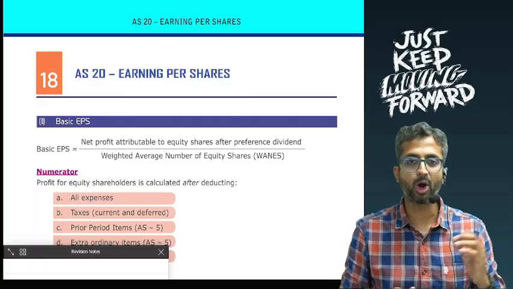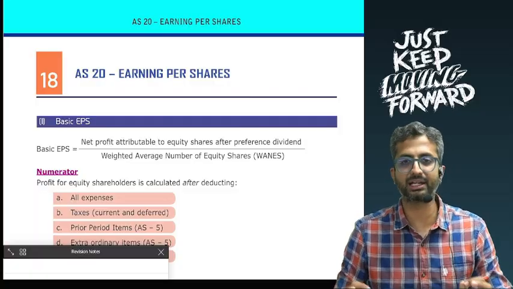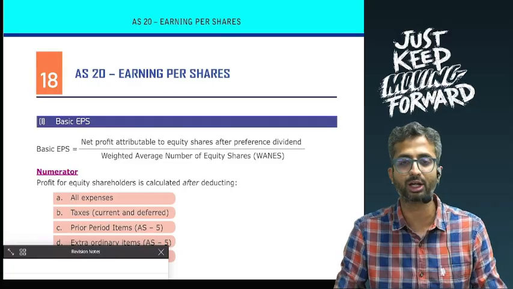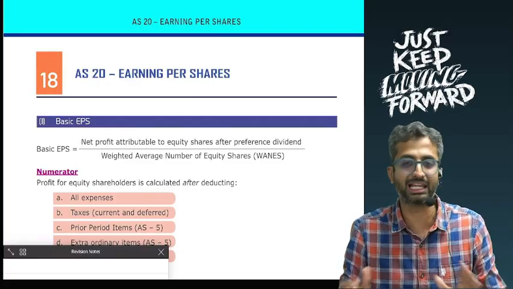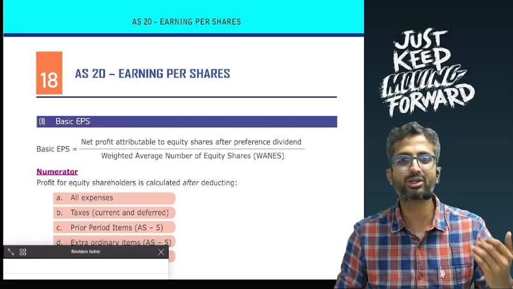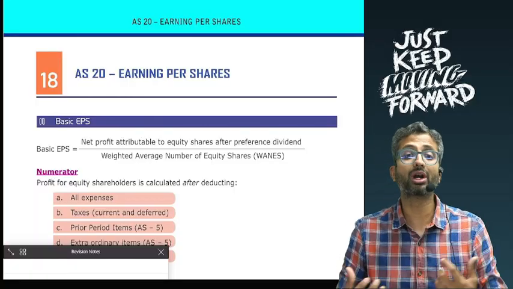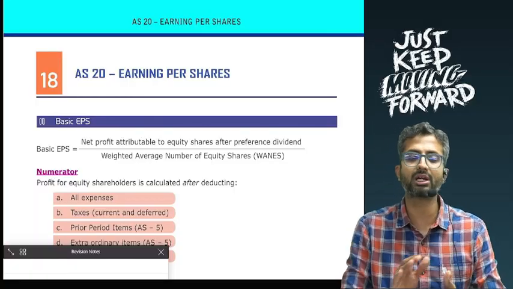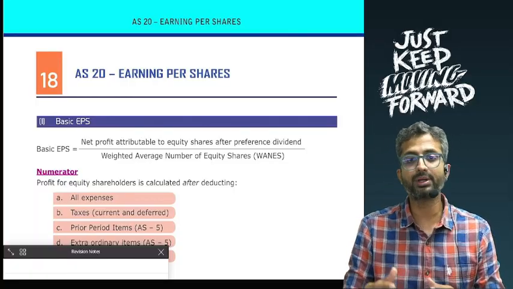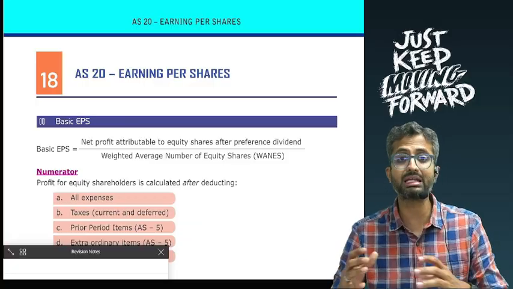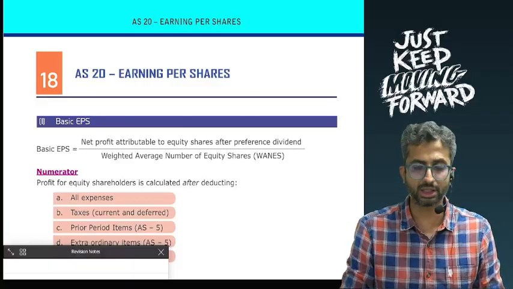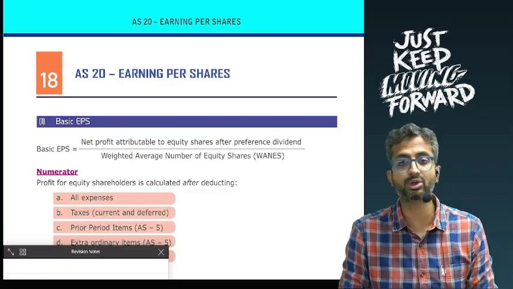Today's video is on an important topic for CA Inter students, that is Accounting Standard 20 on EPS. This is one of the challenging standards where students do face some difficulty. So what about EPS? Now, as per AS 20, EPS, that is earnings per share, is to be presented on the face of the income statement, and there are two types of EPS numbers.